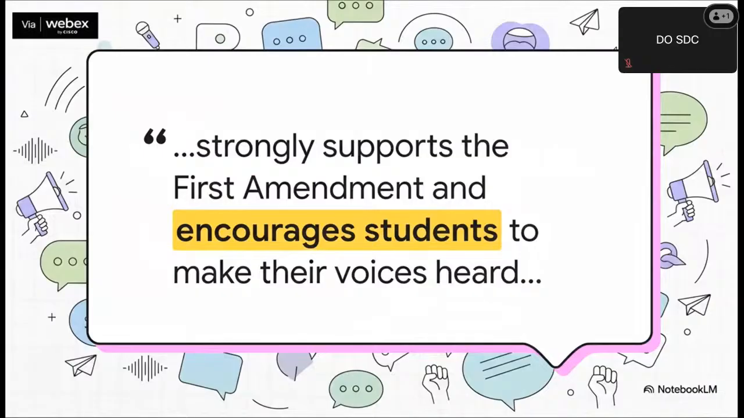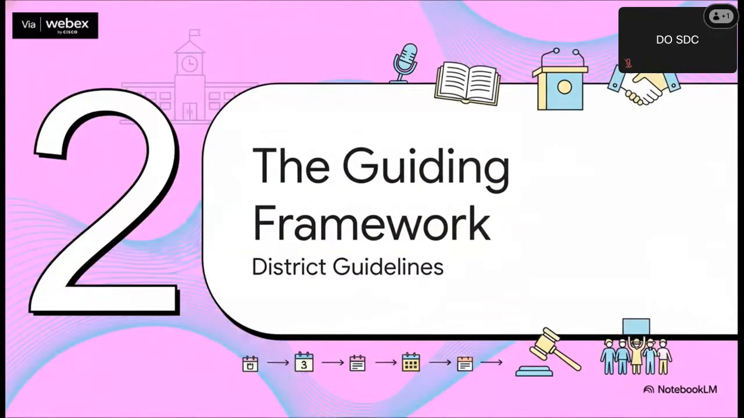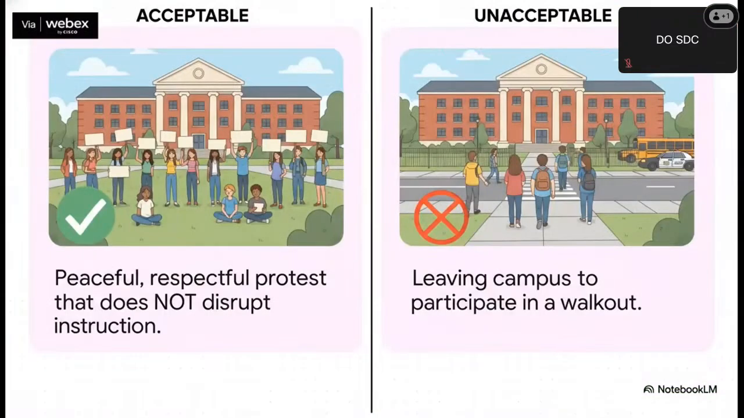All right, so the district supports free speech. That sounds great. But what does that actually look like during a normal school day? Let's dive into the district's official guidelines to see how they actually put this into practice. And this right here is where they draw a very clear line in the sand. On the one hand, you have expression that's totally supported, as long as it's peaceful, respectful, and doesn't interrupt class. But on the other hand, leaving campus for a walkout, that's not condoned. The key difference really comes down to location and disruption.